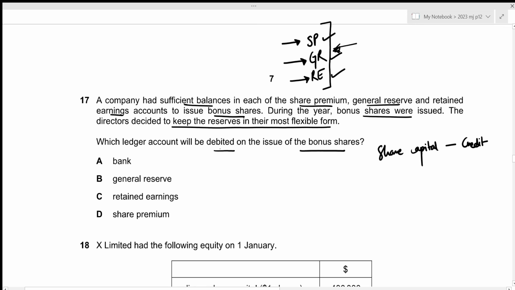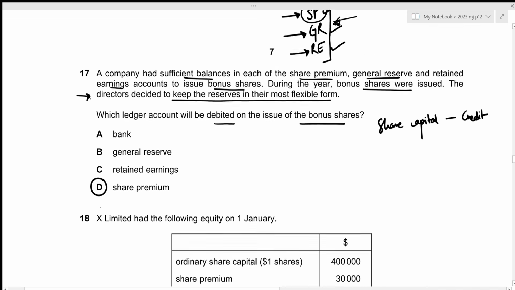But for the answer, we only need to choose one particular reserve. That is when we need to keep in mind this statement to use the reserves in their most flexible form. So the first reserve that we'll be utilizing is share premium, which means that the correct answer is also going to be share premium. That's D. Let's move towards the 18th question.